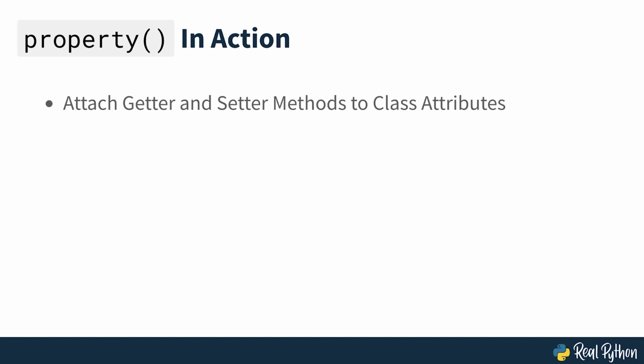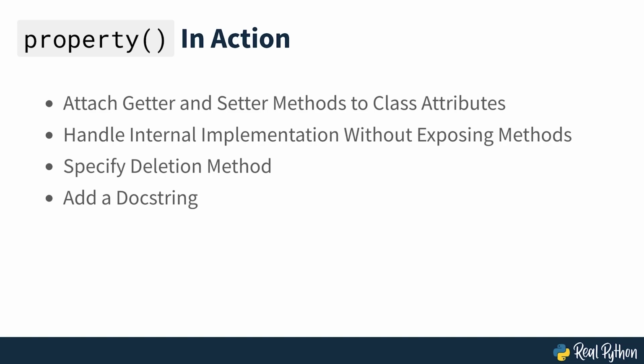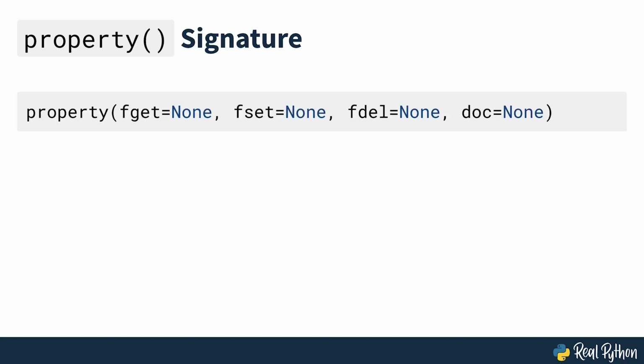With property, you can attach getter and setter methods to a given class attribute. This way, you can handle the internal implementation for that attribute without exposing getter and setter methods in your API. You can also specify a way to handle attribute deletion and provide an appropriate docstring for your properties. On screen, you can see the full signature of property. The first two arguments take function objects that will play the role of getter, fget, and setter, fset methods.